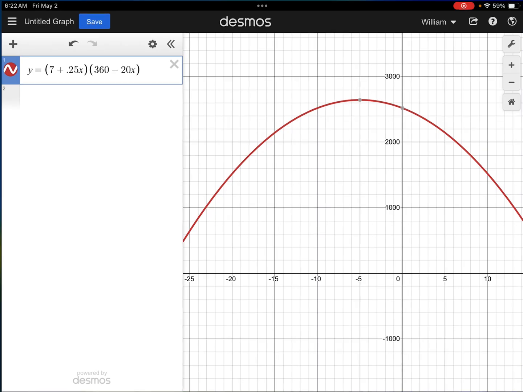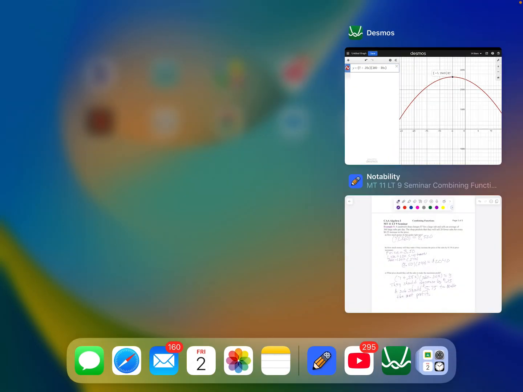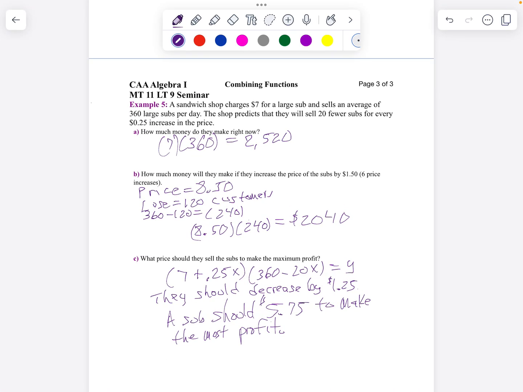At that point, they would make $2,645 in a day instead of right now where they're making $2,520. So by decreasing the price of the sub, they're going to make a little bit over $100 more per day.